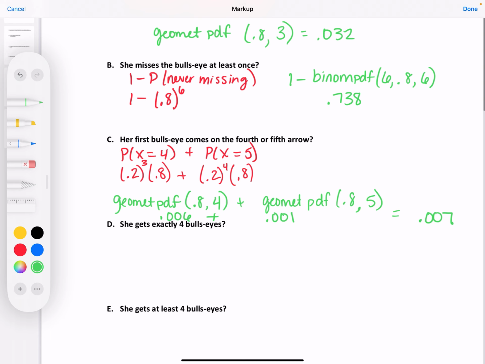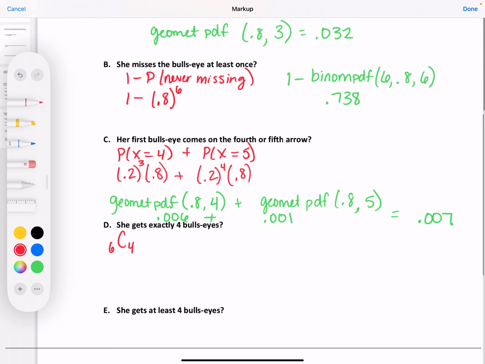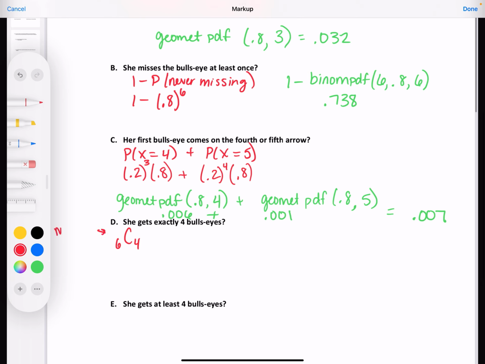And then the next one, she gets exactly 4 bullseyes. So that means that out of the 6 shots, she gets 4 of them. But we don't care in what order. We don't care if she does 4 bullseyes, then 2 misses, 2 misses, then 4 bullseyes, a miss, 4 bullseyes, then another miss. Like, we don't care how it happens. So we're using combinations to set this up. So it'll be 6C4, which means the number of ways she can make 4 out of 6.